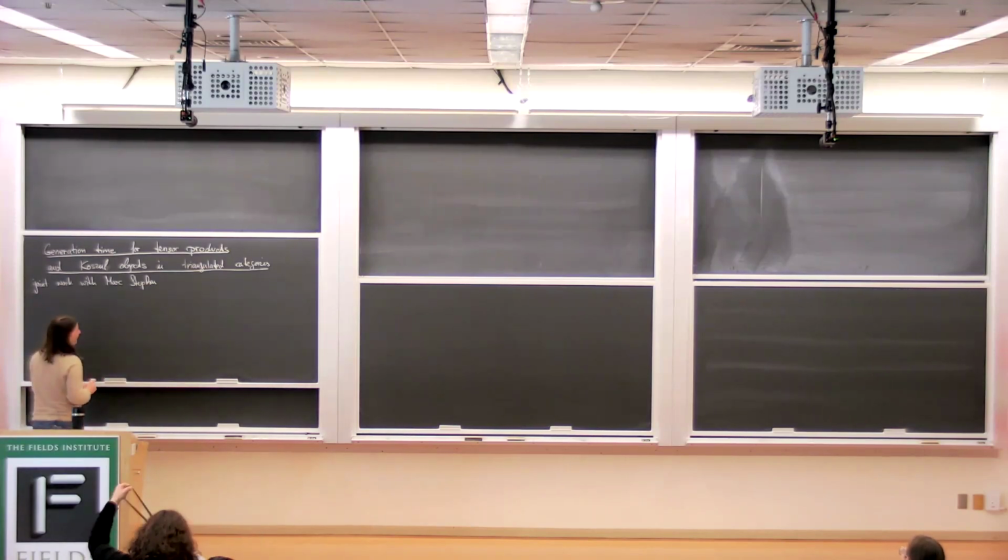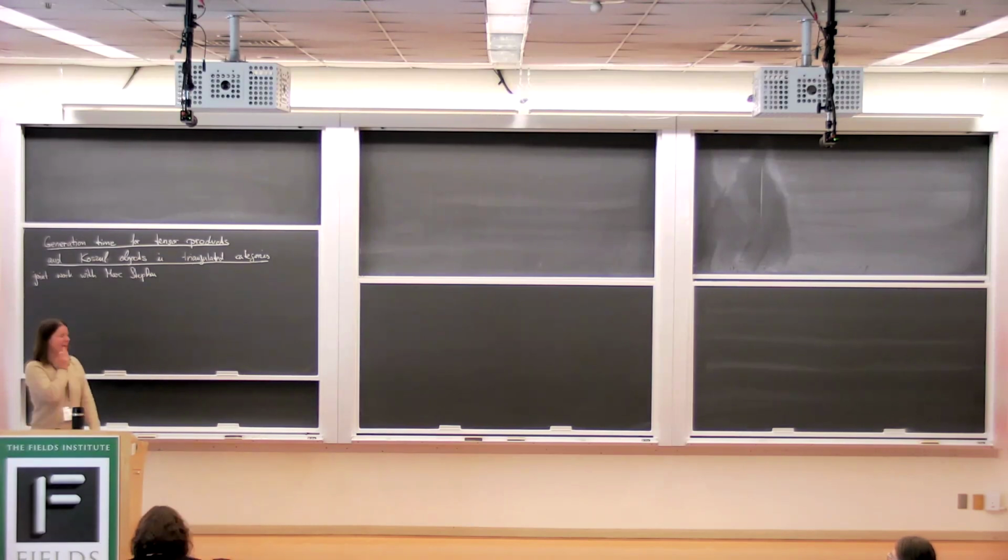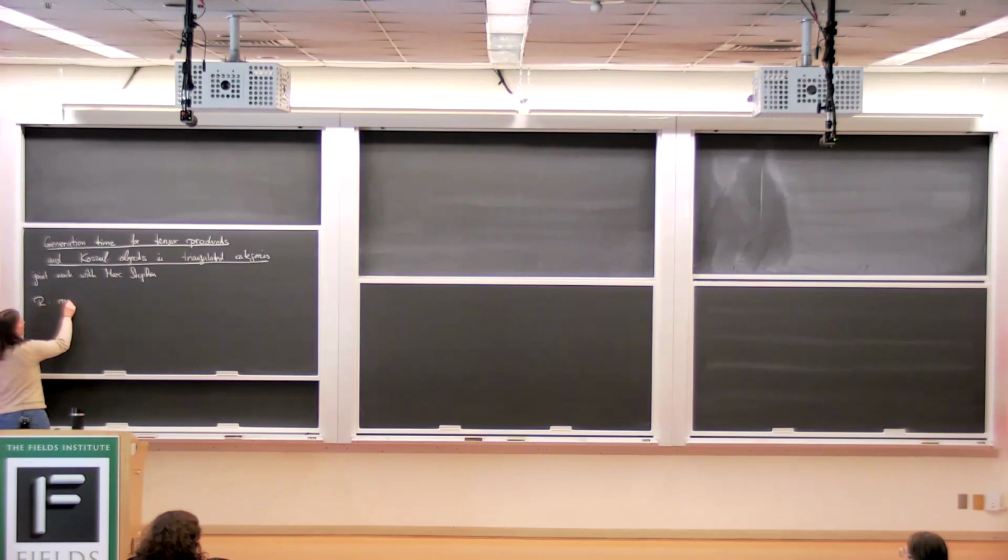So the title has a bunch of words I probably have to explain, and I hope none of you are scared of triangulated categories. I try to be gentle. So maybe let's start with something I'm more familiar with. Let's start with a commutative ring.